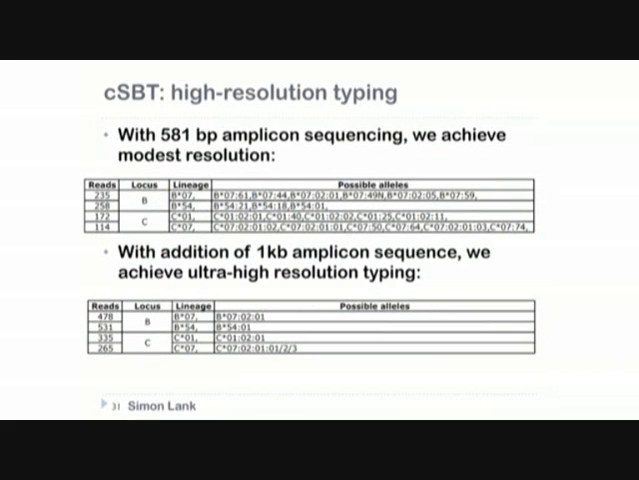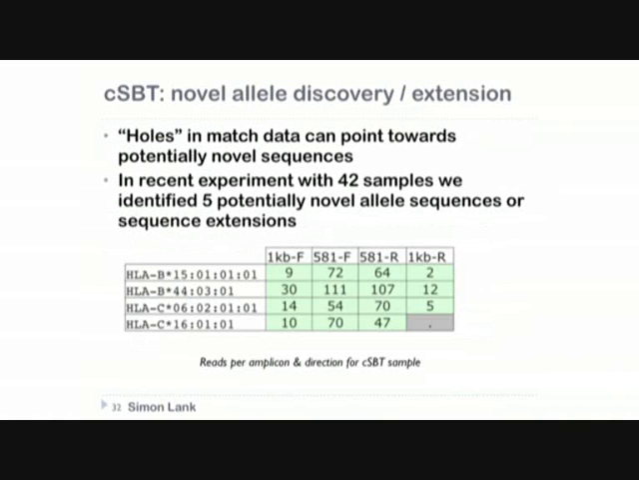And this just shows the sort of resolution gain that you can pick up by using this 2-tiered approach. Here's an individual where we were able to see quite confidently that the person was B07, B54. But once we added in the 1 kb amplicon, we were able to say that the person is B07, O201, and B54, B5401. And the same thing is true at the CELO side.